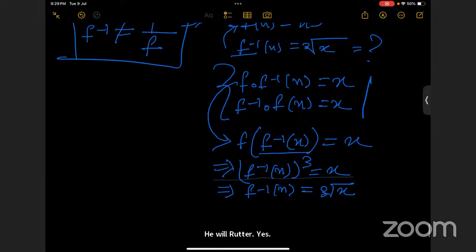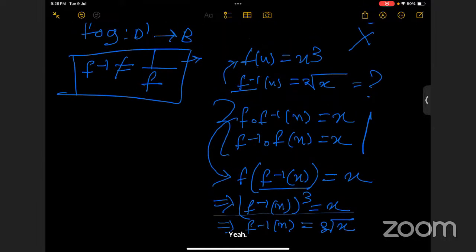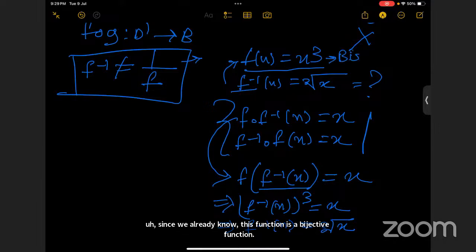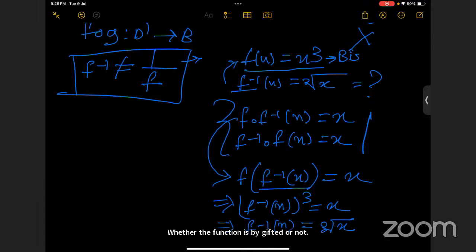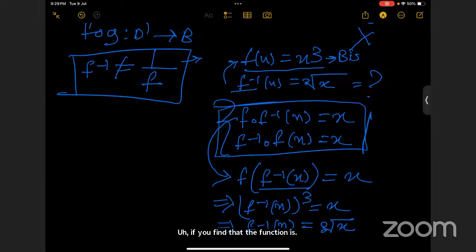Since we already know this function is a bijective function, we have the guarantee that the inverse will always exist. So for the inverse, this is your first criterion. You have to check first whether the function is bijective or not. Now, if you find that the function is bijective, then you can calculate the inverse with these two conditions.